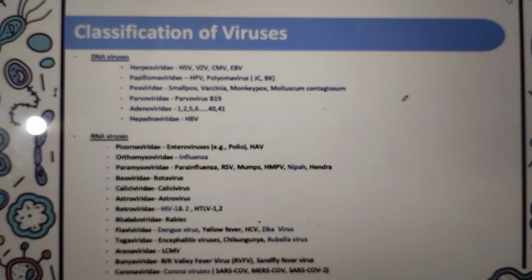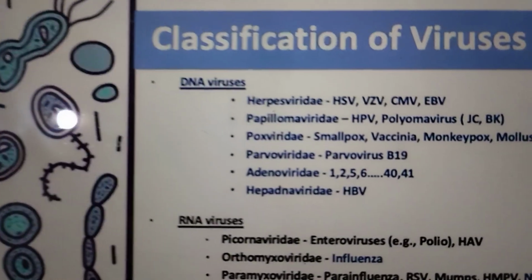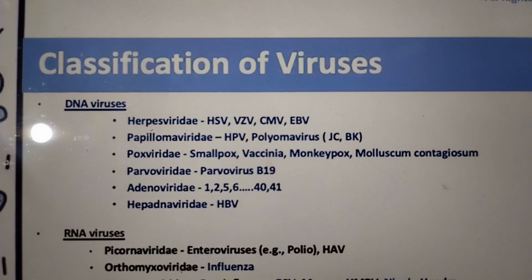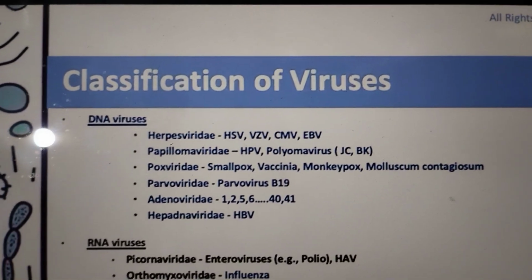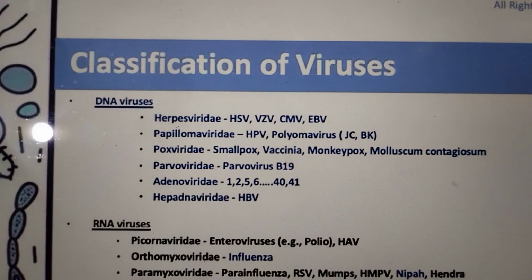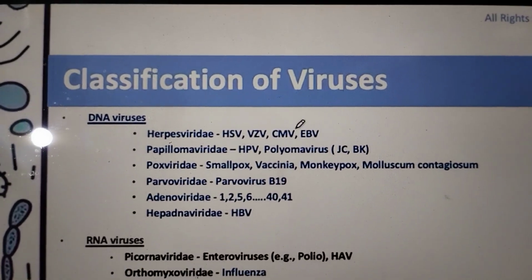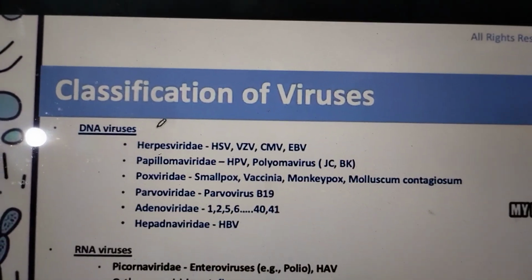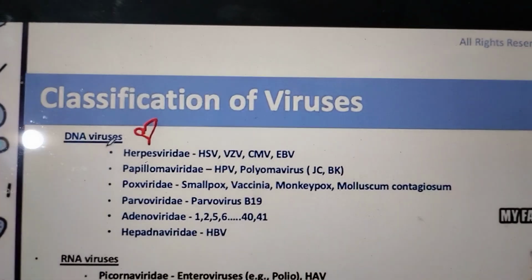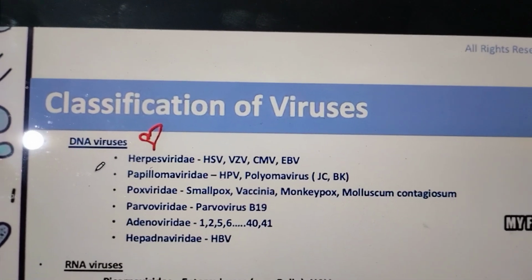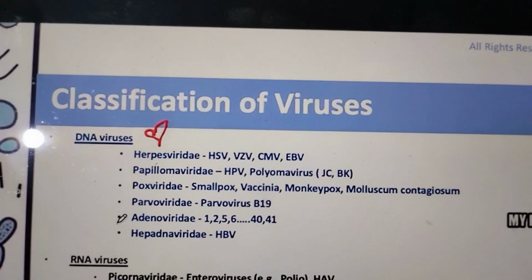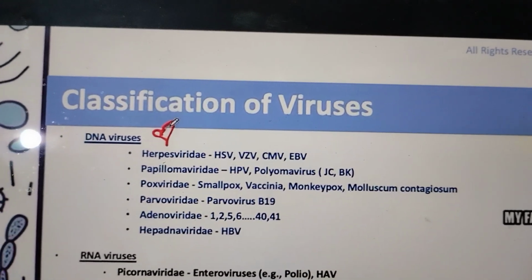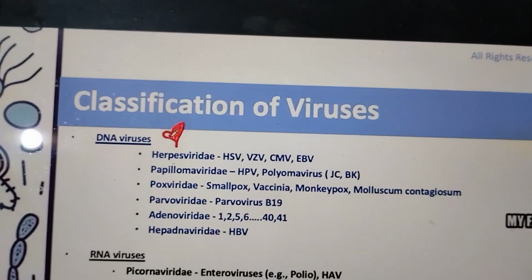So these are all your viruses, the DNA viruses and the RNA viruses. You will ask me, how will you memorize? Because these are too much, right? So just bear in mind that you have to know by heart the DNA viruses because there are only 6: the herpesviridae, papillomaviridae, poxviridae, parvoviridae, adenoviridae, and hepadnaviridae. So you have to memorize the DNA viruses by heart.